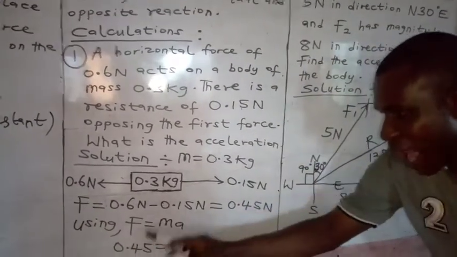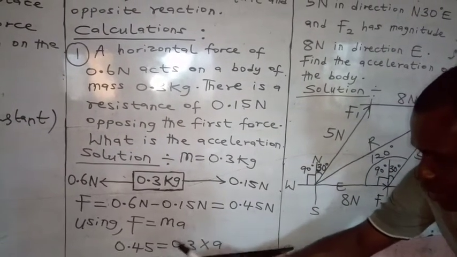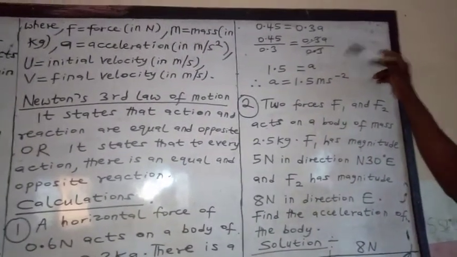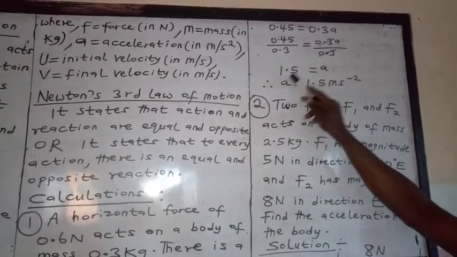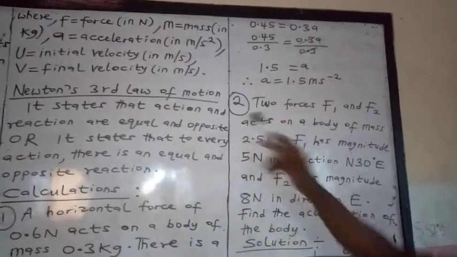So using the formula F equals Ma, we have 0.45 equals M, that is 0.3, times A. So we have 0.45 equals 0.3A. You make A the subject of the formula by dividing both sides by 0.3. Then you have A equals 1.5 meter per second squared. We now go over to number 2.